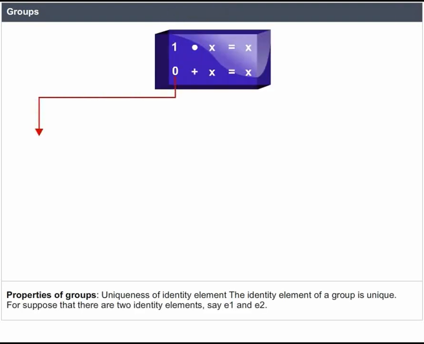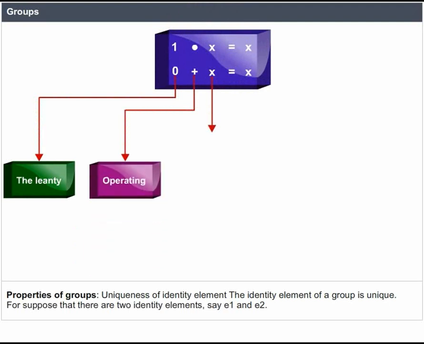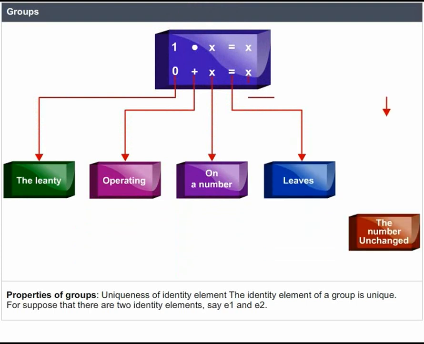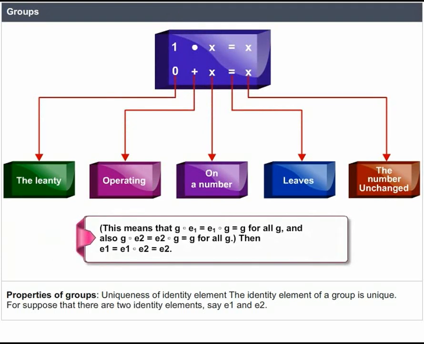Groups. Properties of groups. Uniqueness of the identity element. The identity element of a group is unique. For suppose that there are two identity elements, say E1 and E2. This means that g∘E1 = E1∘g = g for all g, and also g∘E2 = E2∘g = g for all g. Then E1 = E1∘E2 = E2.